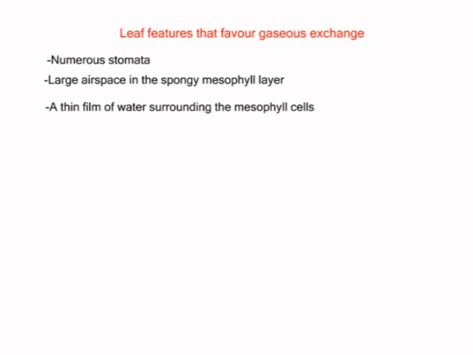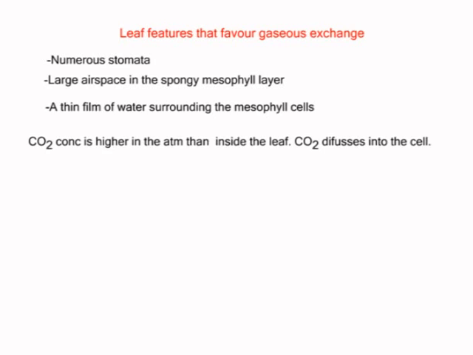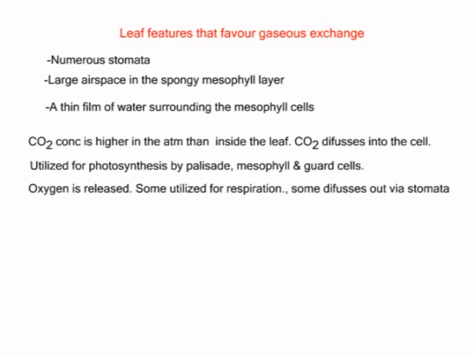Carbon dioxide is used in photosynthesis. In the atmosphere, carbon dioxide is at a higher concentration than inside the leaf tissue. Carbon dioxide thus diffuses into the cell. This carbon dioxide is utilized in photosynthesis by cells of the palisade layer, spongy mesophyll and guard cells. Oxygen is released in the process. Some of the oxygen is utilized in respiration and the rest diffuses out through the stomata.